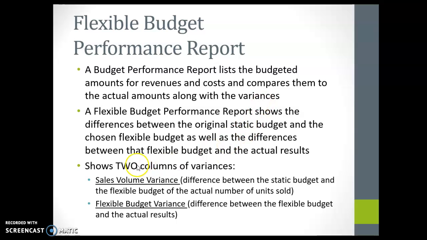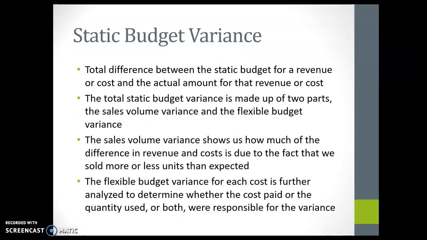And so we have two columns of variances that can be on that report: the sales volume variance and the flexible budget variance. It's the flexible budget variance that we are going to go forward and investigate. This is the difference between the flexible budget and the actual results for a given actual number of units that we sold.